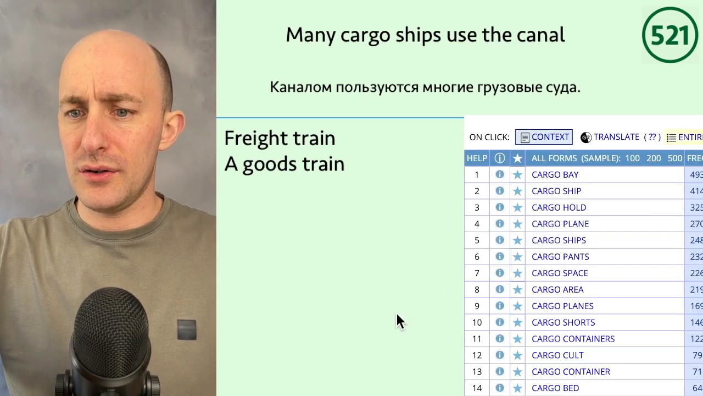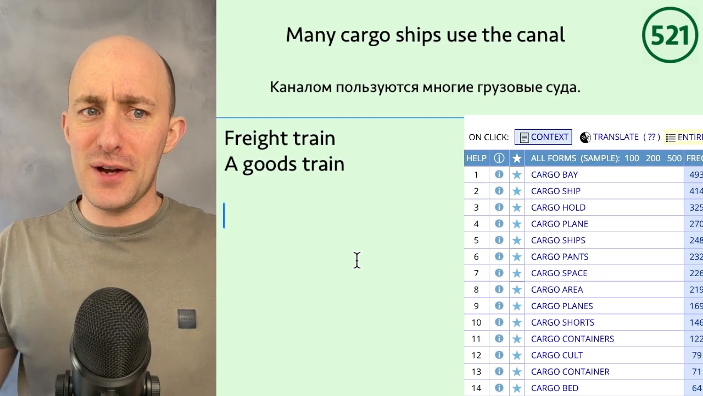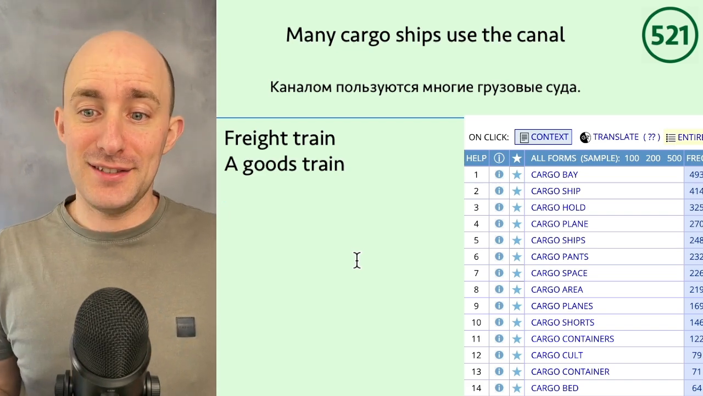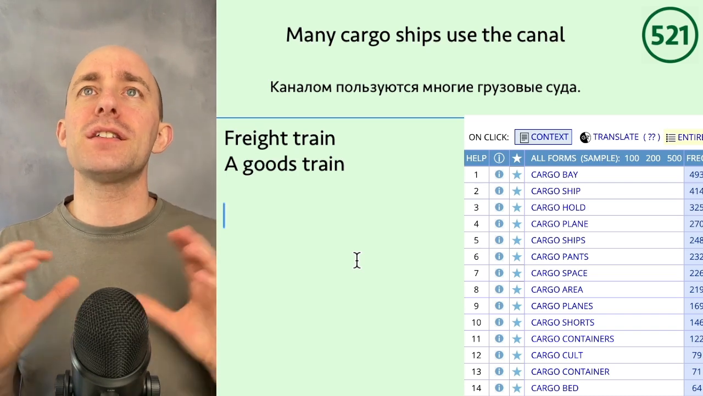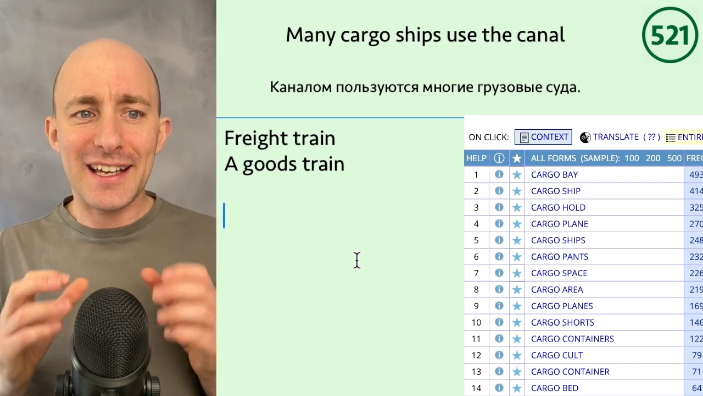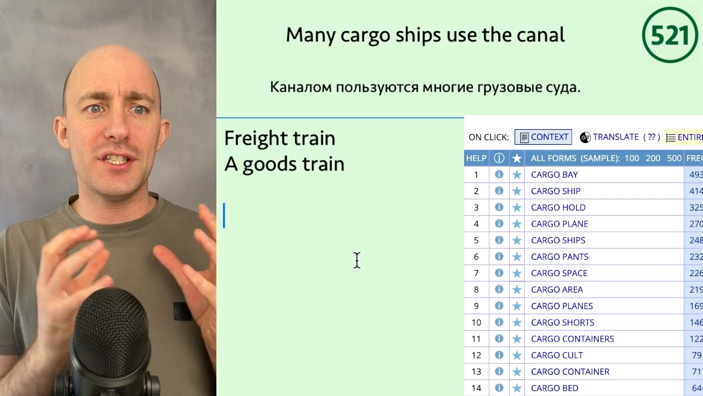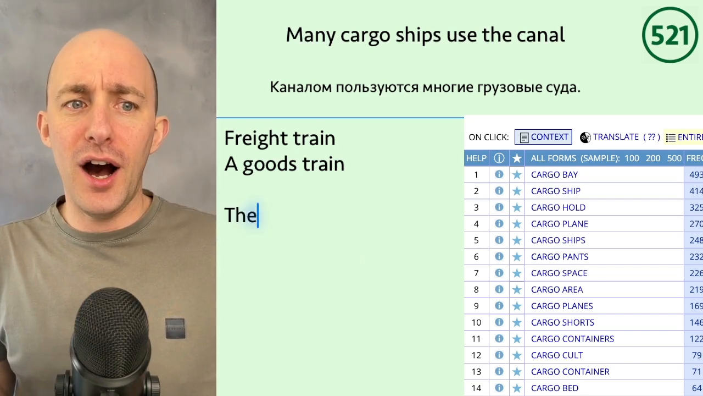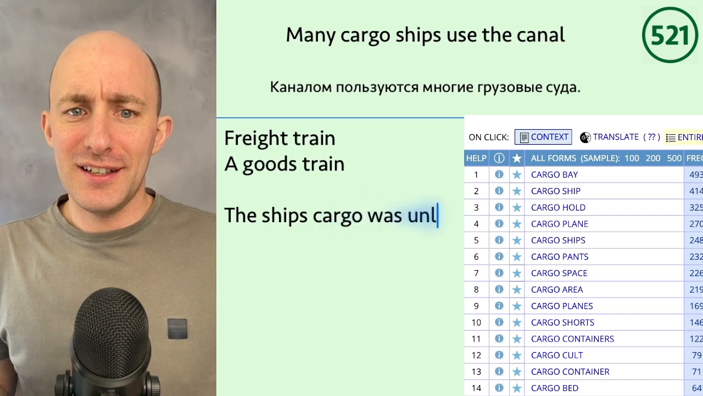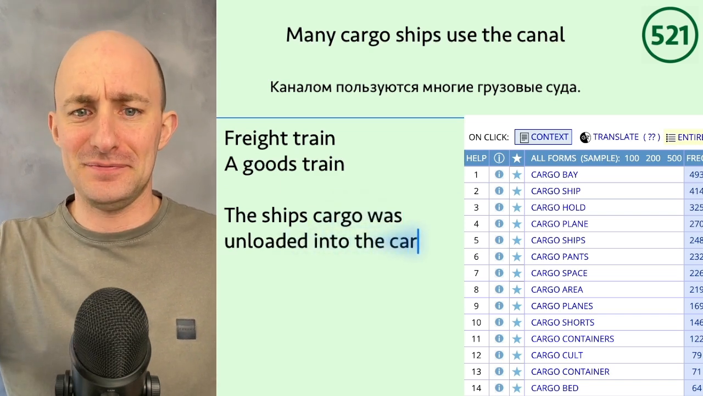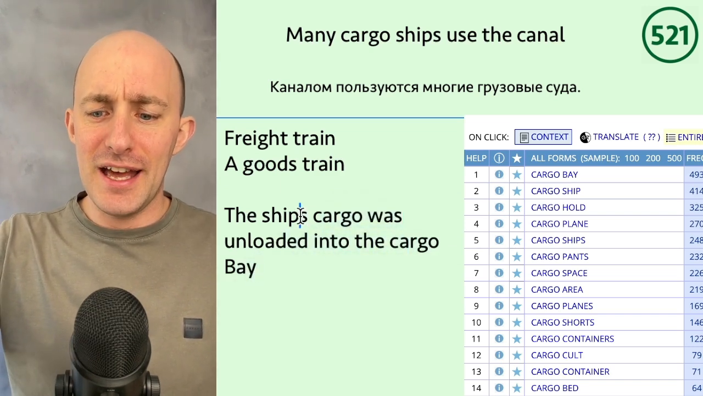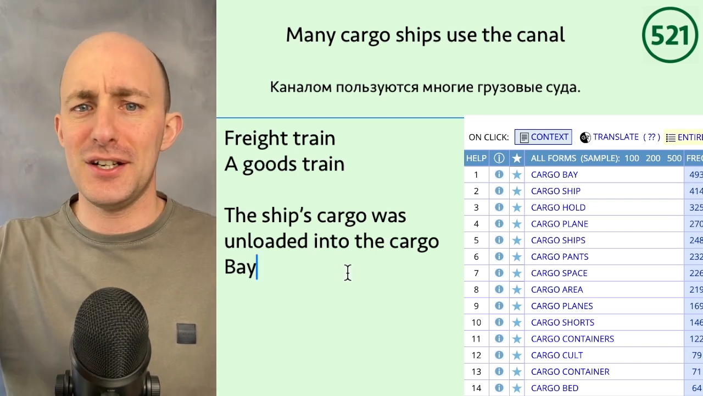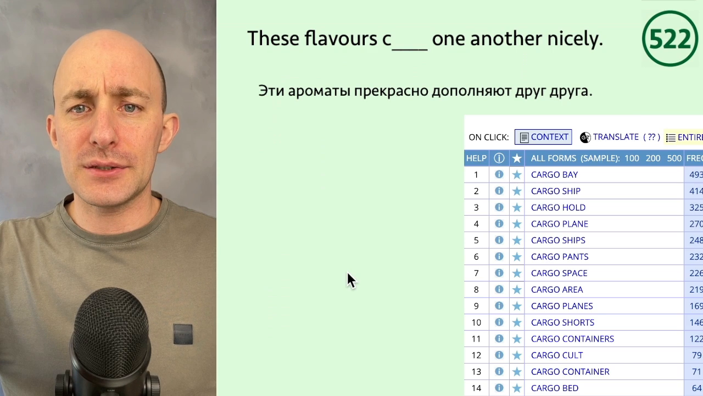A cargo bay is where the cargo is unloaded. You can have a cargo plane, as you can see, because cargo, strange word, can also be the word for the stuff on the ship. The ship's cargo was unloaded into the cargo bay. So that's everything that was on the ship is the cargo. Cargo. Very strange word. The next one.